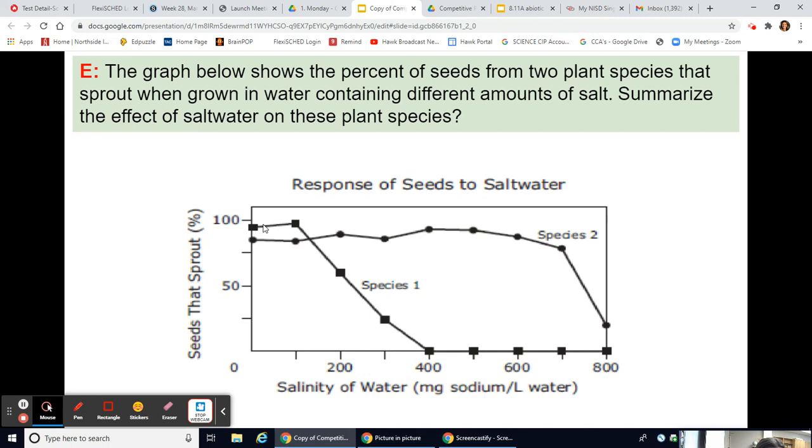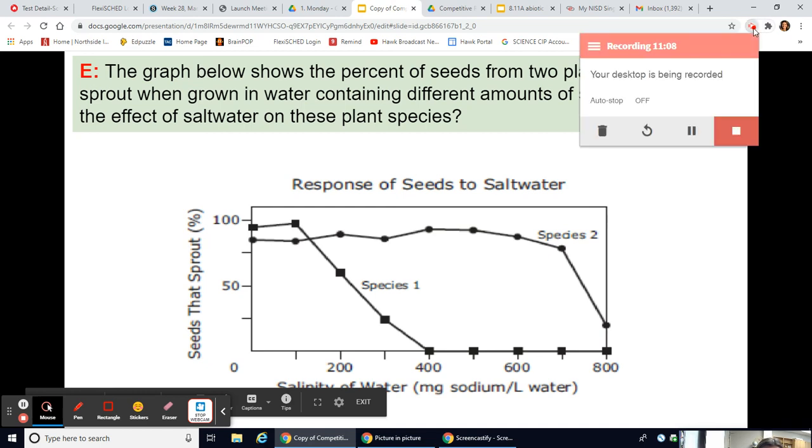Here you can see that the plant is sprouting, but when it reaches this salinity, it starts to decrease and can't survive. However, you see that species two, as the salinity of the water increases, can still sprout. Then it starts to not sprout after a certain amount of salinity. So you're going to type to me about this graph below. Okay, I hope you enjoyed your lesson on competition.